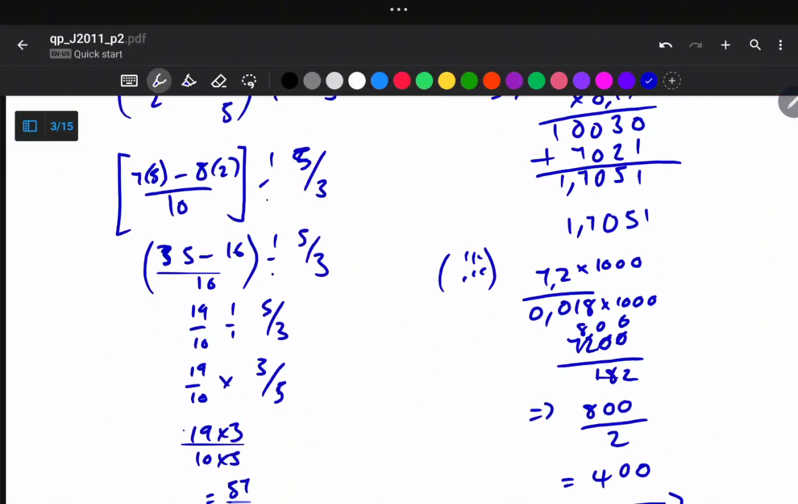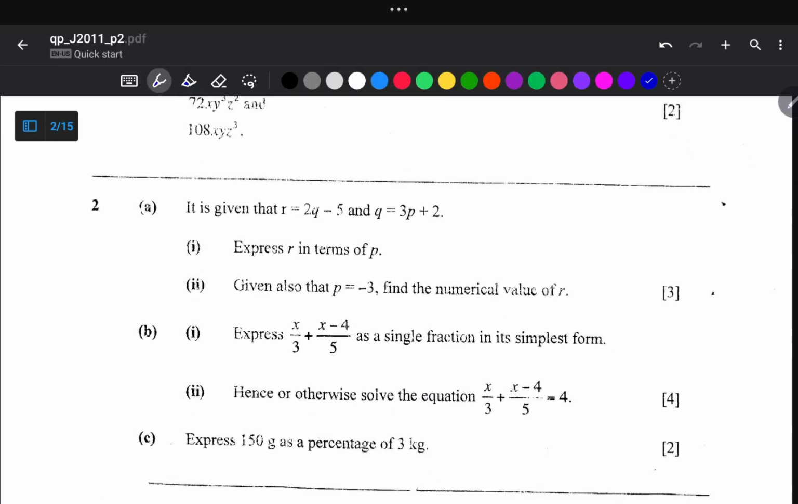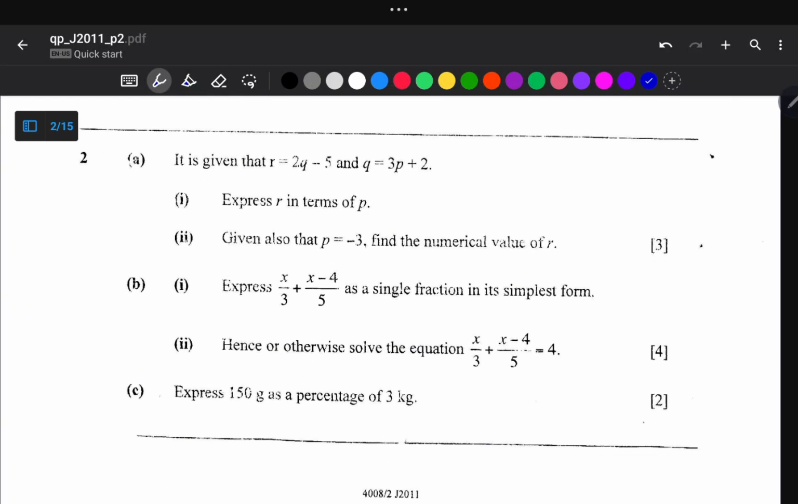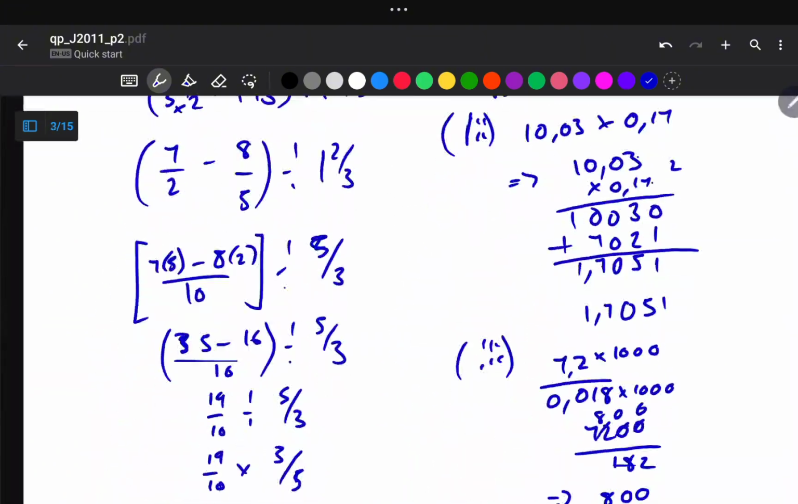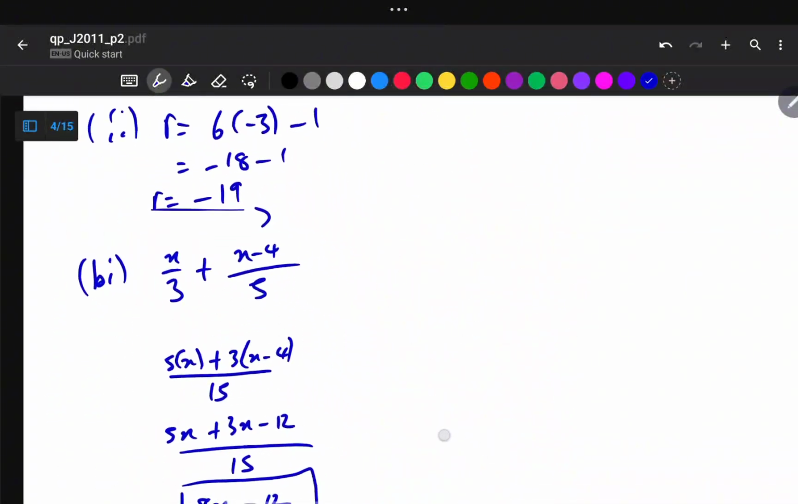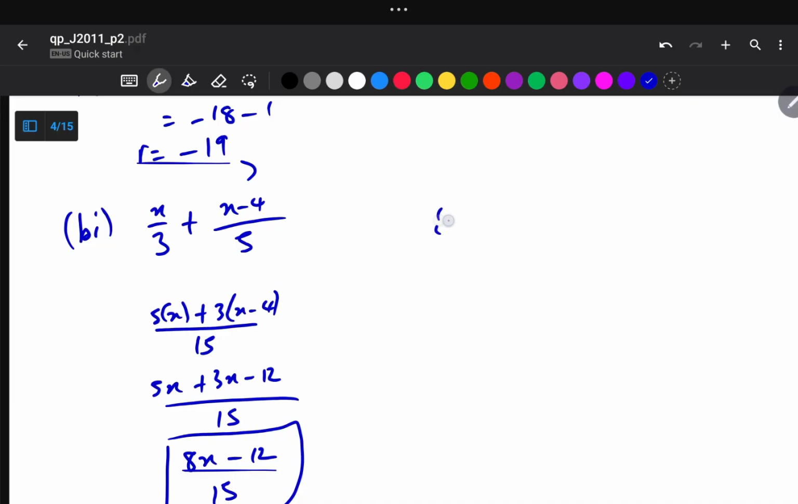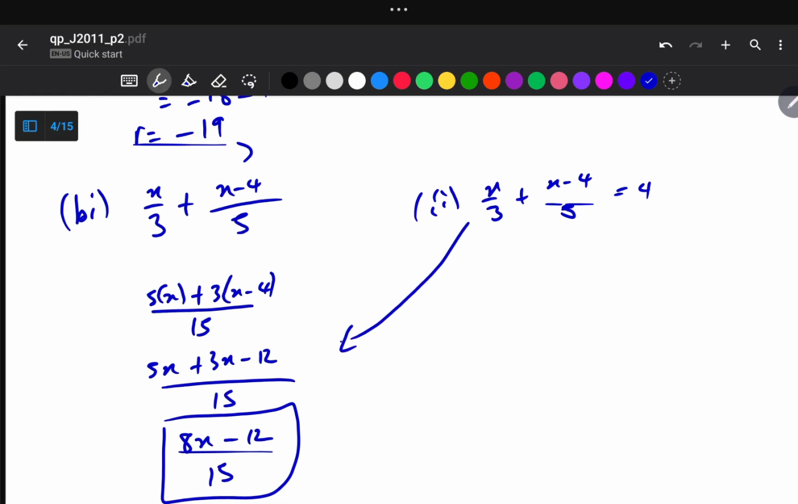And then the next part of the question says hence or otherwise solve the equation x over 3 plus (x minus 4) over 5 being equal to 4. But you understand that x over 3 plus (x minus 4) over 5 is now equal to this one, (8x minus 12) over 15. So here we can substitute this expression. So it is now (8x minus 12) over 15 being equal to 4.